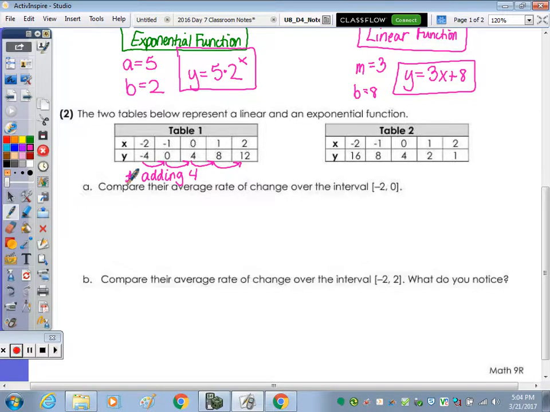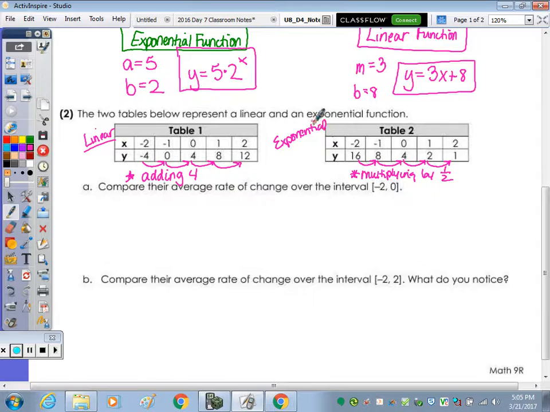Over here, well, 8 is half of 16, 4 is half of 8, 4 times 1/2 is 2, 2 times 1/2 is 1. So here we're multiplying by 1/2. Okay, so the one on the left is linear, and the one on the right, or table 2, is exponential.